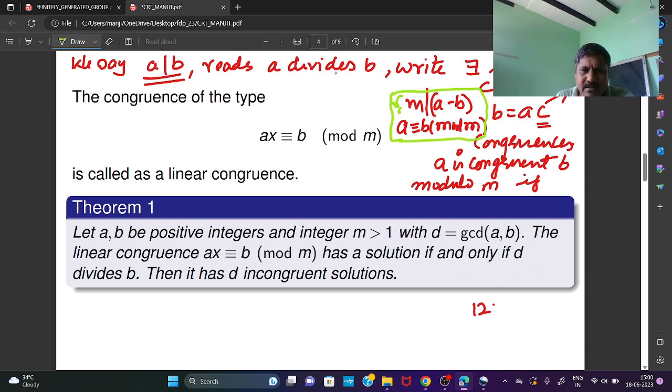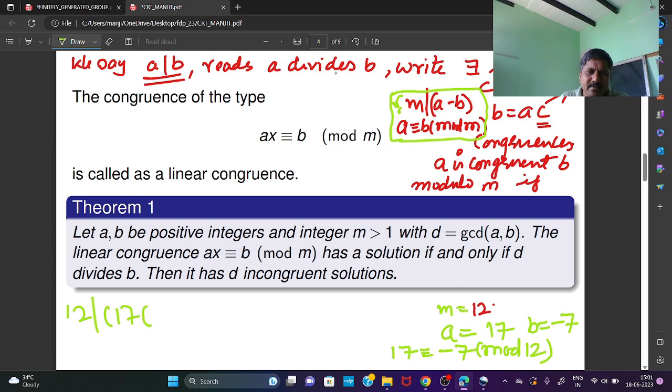For example, if M is 12, we can take A as 17 and B as minus 7. We can see that 17 is congruent to minus 7 mod 12, because 12 divides 17 minus (minus 7), which is 24. So we write this fact in this way.